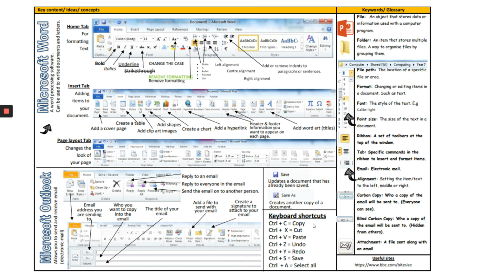So what I'd like you to do is have a look at those questions, have a think about that. On the bottom of the page, there's a nice useful link. On the right hand side, we've also got some keywords and a bit of a glossary to look at.